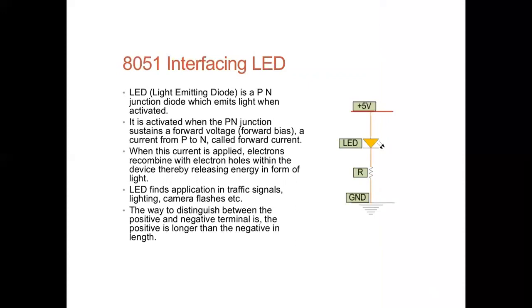A light emitting diode is a PN junction diode which emits light when activated. It is activated when the PN junction sustains a forward voltage, a current from P to N, called forward current. When this current is applied, the electrons recombine with the electron holes within the device, thereby releasing energy in the form of light. LED finds application in traffic signals, lighting, camera flashes like that. To distinguish between the positive and negative terminal, the positive is longer than the negative in length.